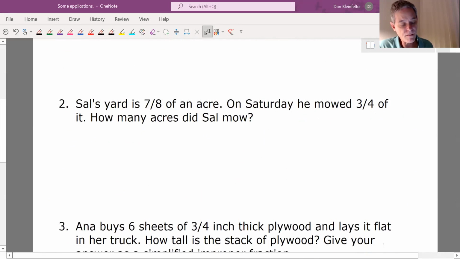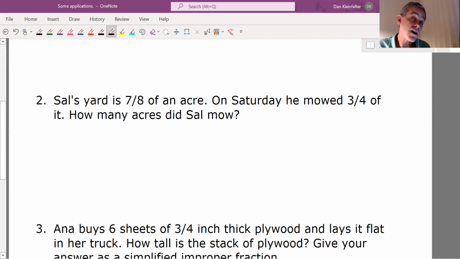Okay, next question. Sal's yard is 7/8 of an acre. On Saturday, he mowed 3/4 of it. We want to know how many acres did Sal mow. So this is kind of taking a part of a part. Sal's whole yard is 7/8 of an acre. How much or what piece of it did he mow? He mowed 3/4 of it. Multiplication by a fraction is one way we have of taking a part.